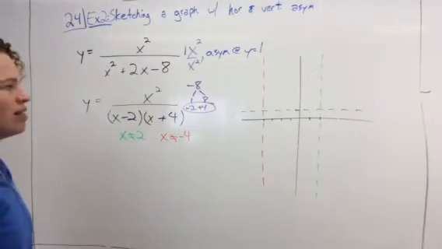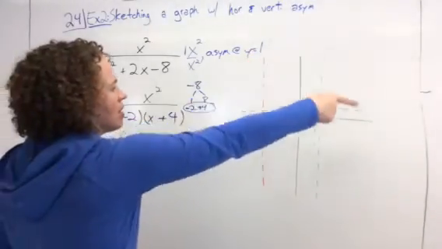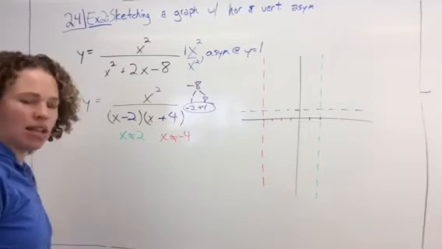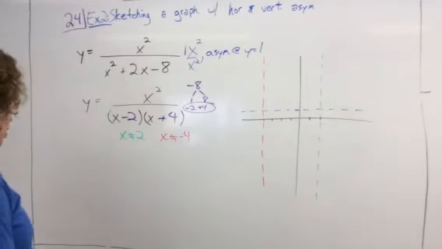Now, where do my lines go? I don't know. They could go this way, they could go any way. And the only way that I've got to test that is to actually throw in a value. So, let's see.